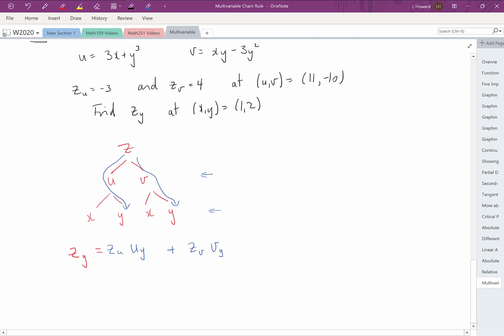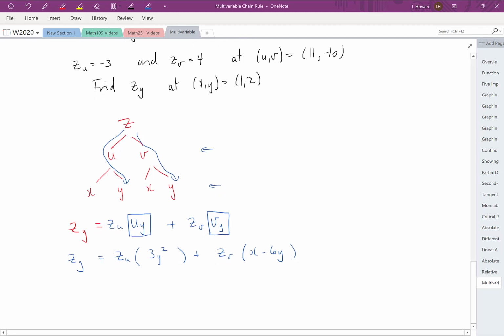Now we actually have formulas for u and v in terms of x and y. So that means we're going to be able to calculate u sub y and v sub y. Let's go ahead and calculate that. This is still giving us z sub y here. So we've got z sub u times the partial of u with respect to y, which is going to be 3y squared, plus z sub v times v sub y, which is going to be x minus 6y.